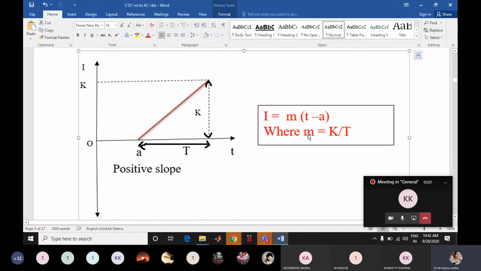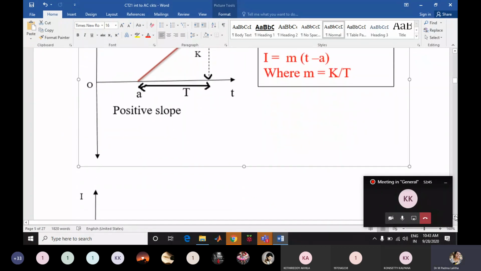So again, what is the slope? The slope is the same. If you see, these are the two ends of the line. What is the vertical difference? This is the vertical difference and this is the horizontal difference between the two values. So vertical difference by horizontal difference, k by t.